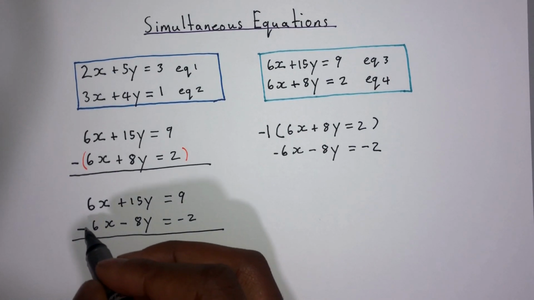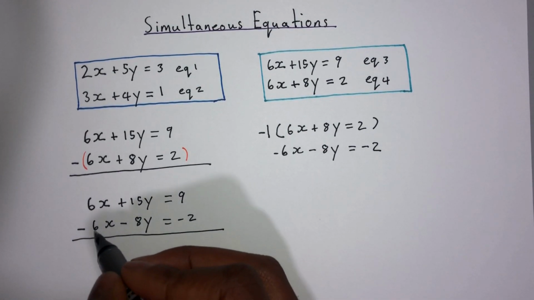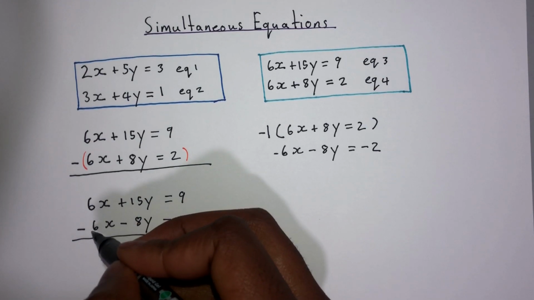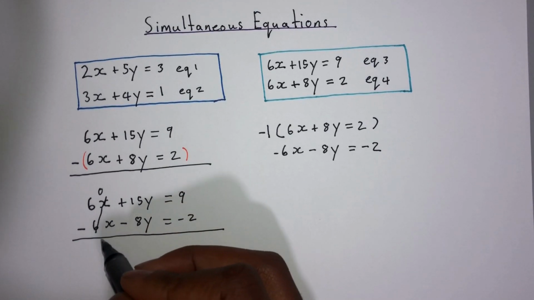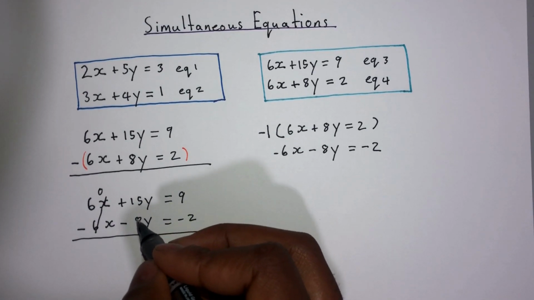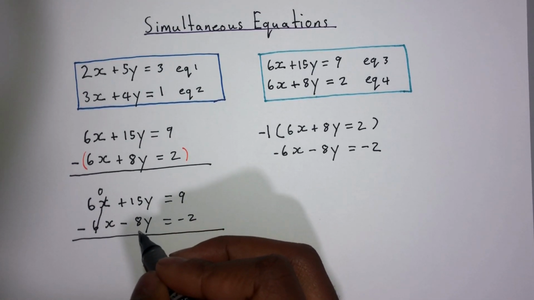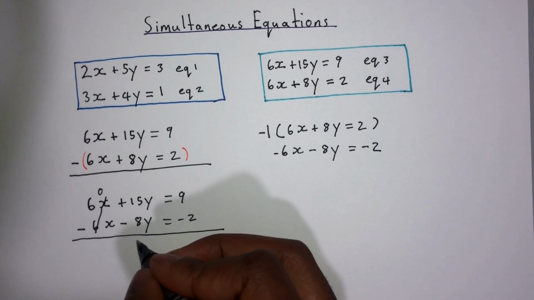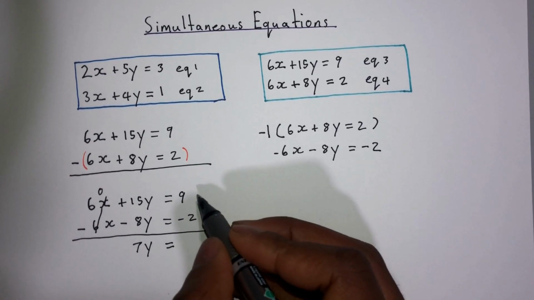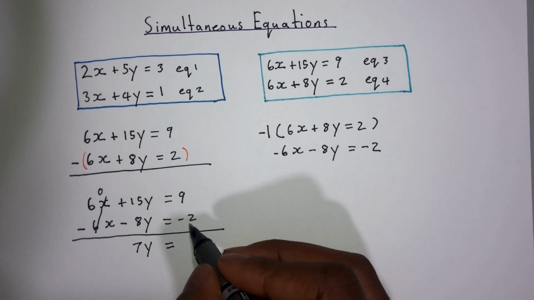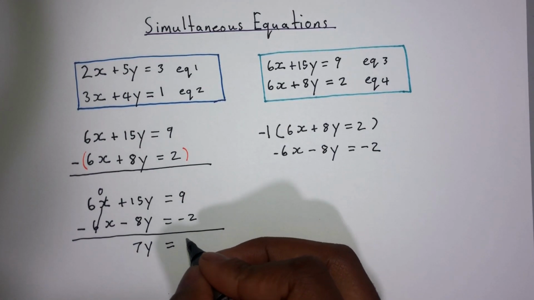So now let's do this. 6x minus 6x is 0. So our x terms are now eliminated. Next, 15y minus 8y gives us 7y. 9 minus 2 equals 7.